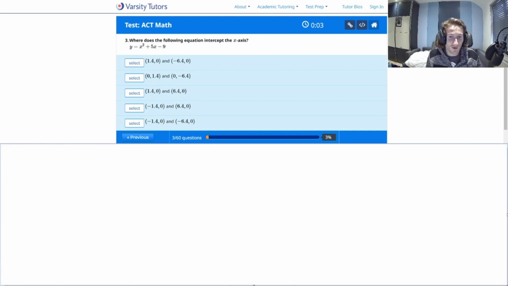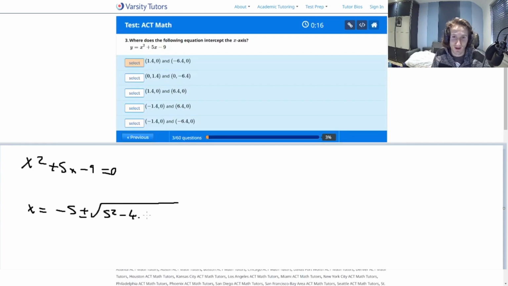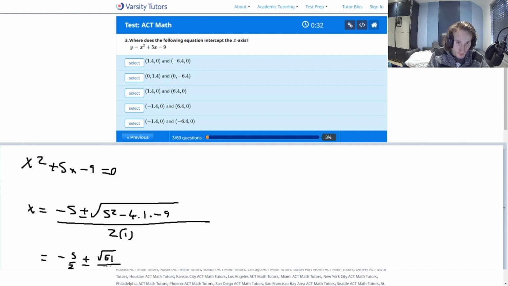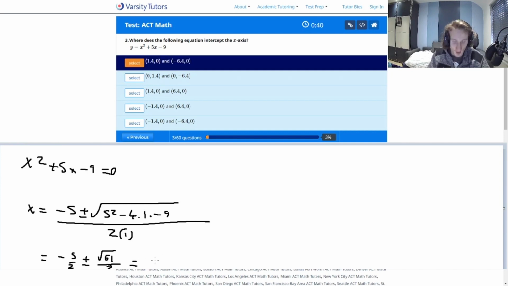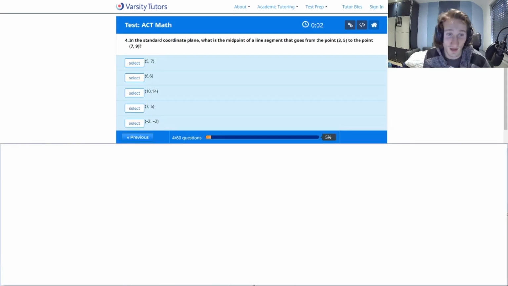Alright, so where does the following equation intercept the x-axis? So that's when y is equal to 0. So what we're going to do is use the quadratic formula, and we should get... I'm allowed to use a calculator, I believe, in this paper. So I'm going to use my calculator for this one. Okay, so I get x is 1.4 and negative 6.0, making sure that they're on the x-axis. Yep, that one. Is that the only question I've done under 1 minute? Alright, yeah, I think it is.